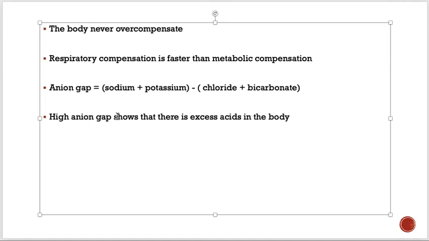This is a very, very important thing. Normally, for example, if the patient has 136 millimole per liter of sodium, 3.5 millimole per liter of potassium, 100 millimole per liter of chloride, and 24 millimole per liter of bicarbonate, if you calculate these values, the answer will be around 15.5 millimole per liter. Whenever there is metabolic acidosis, we always go for an anion gap, and then we see whether there is any addition of acids in the body.